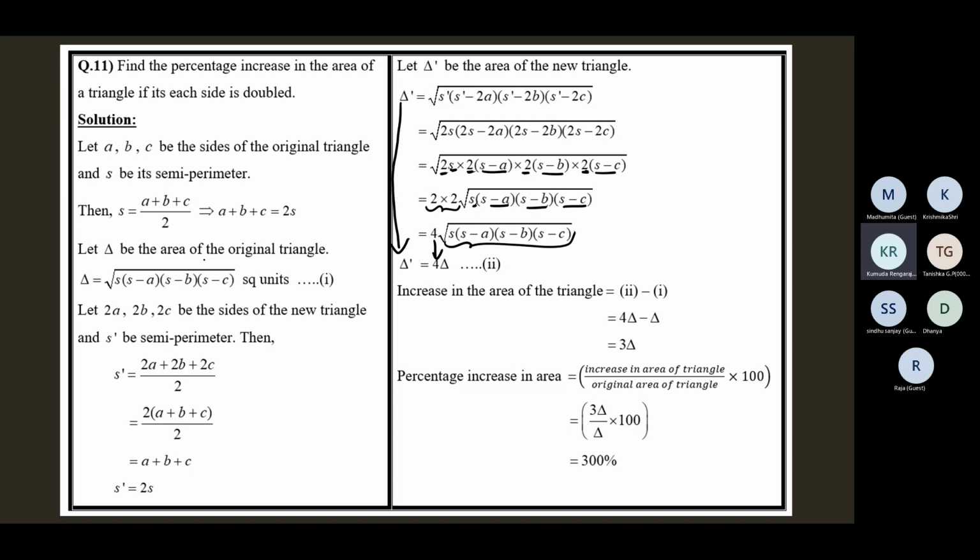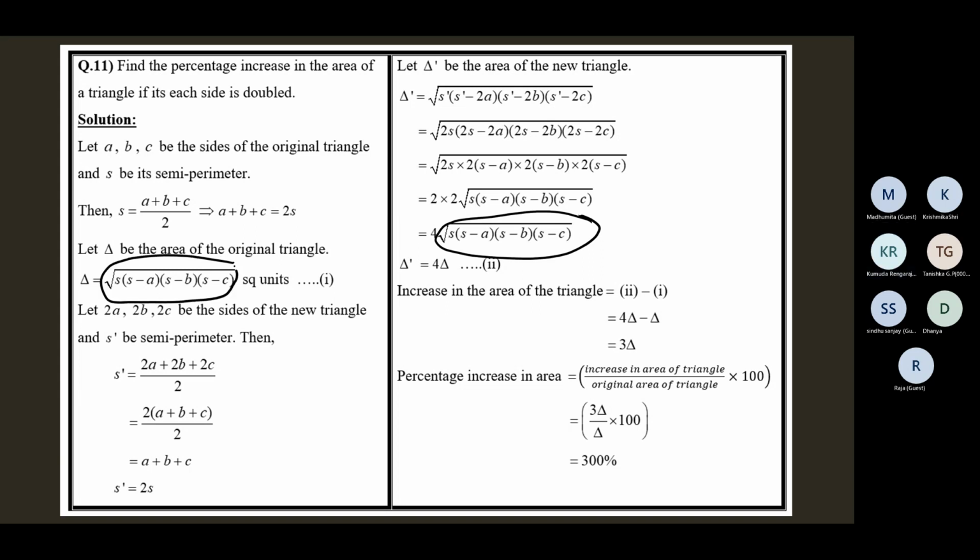What is this one? Delta. See here, what is this? This is delta. What is this one? Which is delta. So 4 delta. This is the original area, delta. The new area is delta dash, which is nothing but 4 times delta.